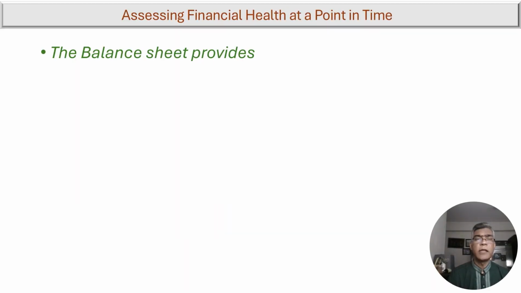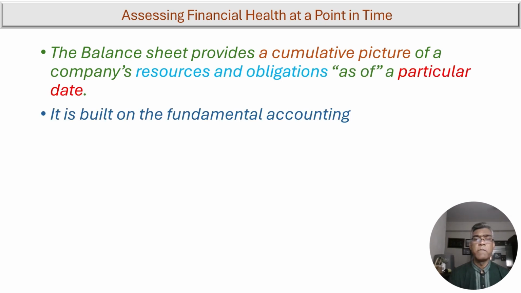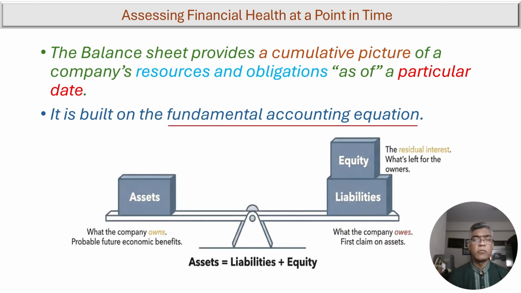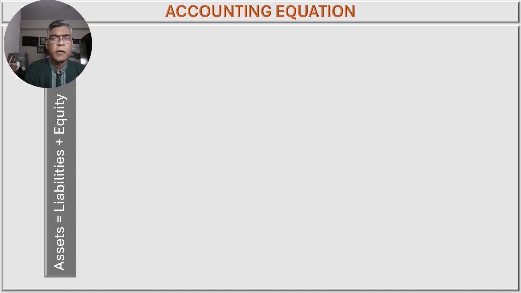Assessing financial health at a point in time. The balance sheet provides a cumulative picture of a company's resources and obligations as of a particular date. It shows assets, probable future economic benefits, liabilities, first claim on assets, and equity, what's left for the owners. And it is built on the fundamental equation, the accounting equation: assets equal liabilities plus equity.